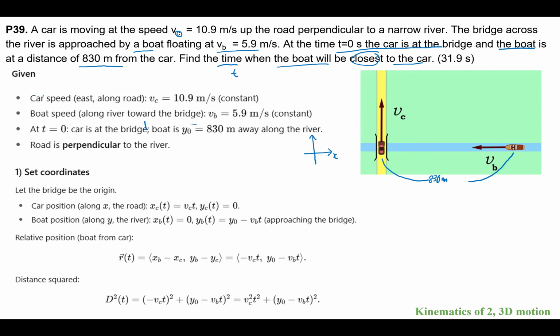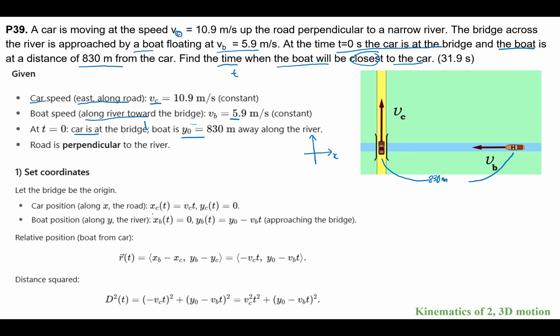Okay, so in order to solve physics problems, we have to look at what the given conditions are. The car speed along the road, v_c, is given. The boat speed along the river toward the bridge is given like this. The car is at the bridge and the boat position is given. The road is perpendicular to the river.